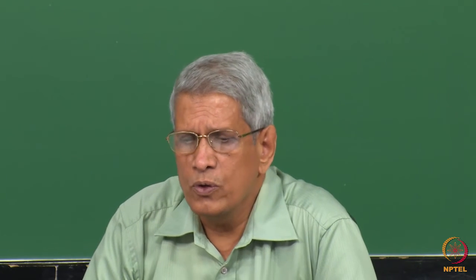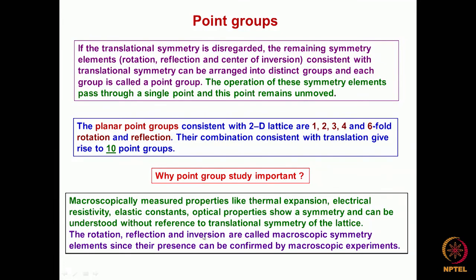These symmetry elements, when we look at all of them, will pass through a point, in the case of intersection of different types of symmetry elements. Otherwise, if only a rotation is present, only a two-fold rotation if we consider, or a four-fold rotation, then around an axis it is invariant. Because of this, this is called point group symmetry. The rotation, reflection and inversion operations are called macroscopic symmetry because by simple macroscopic experiments like measuring properties, we can identify these symmetry elements.